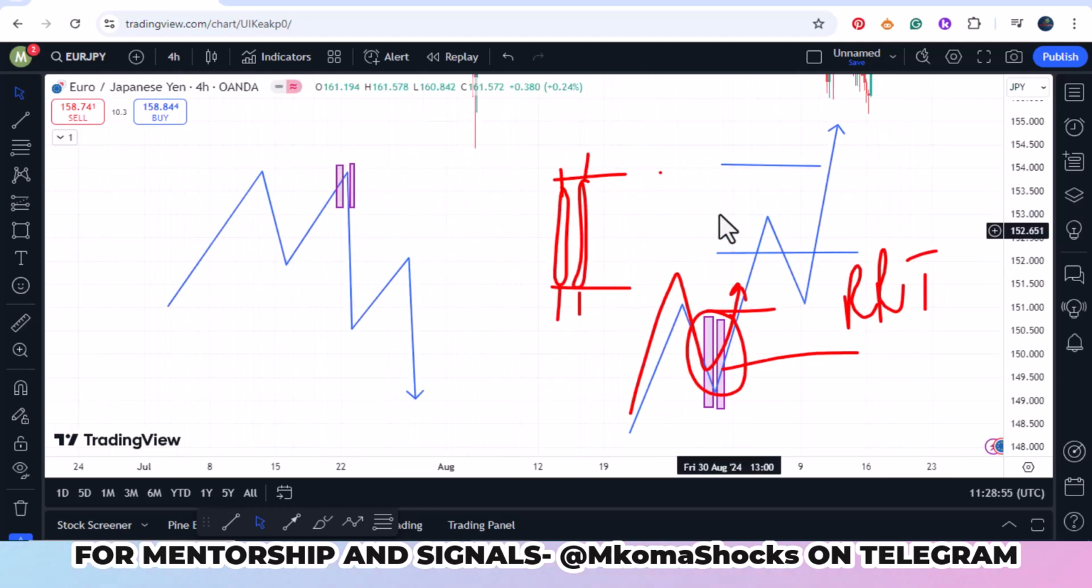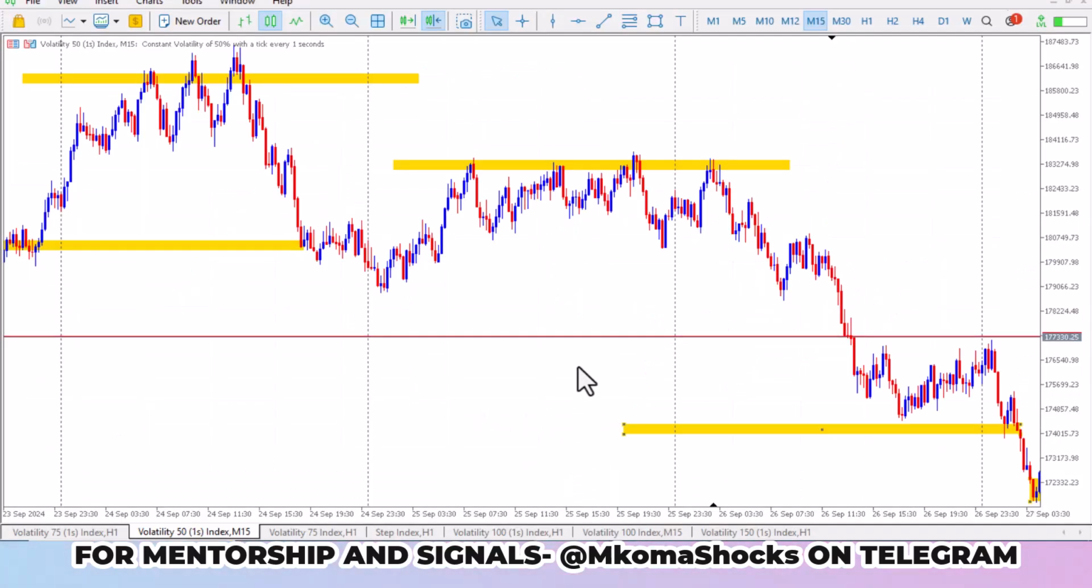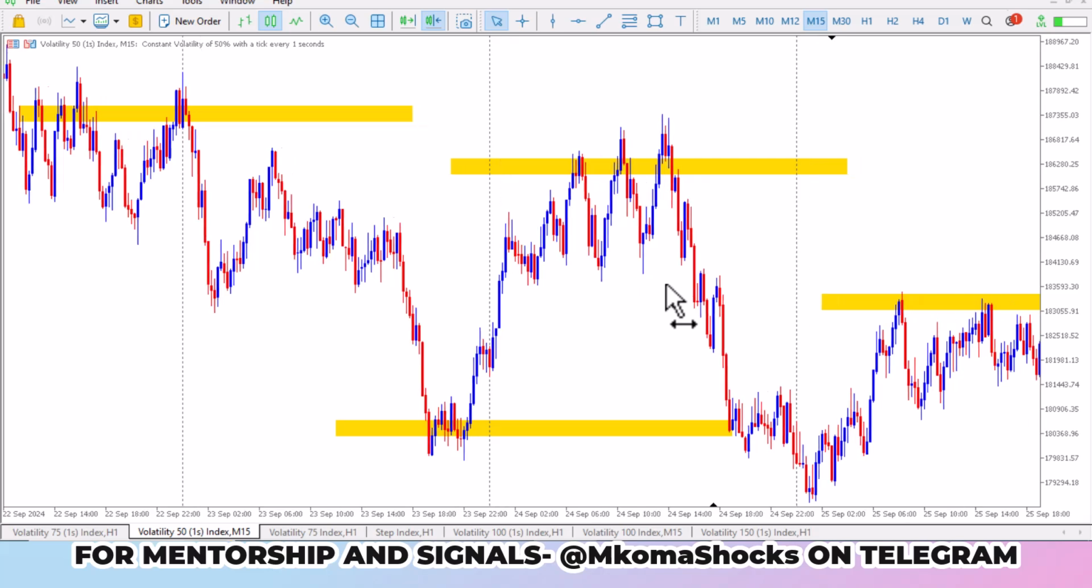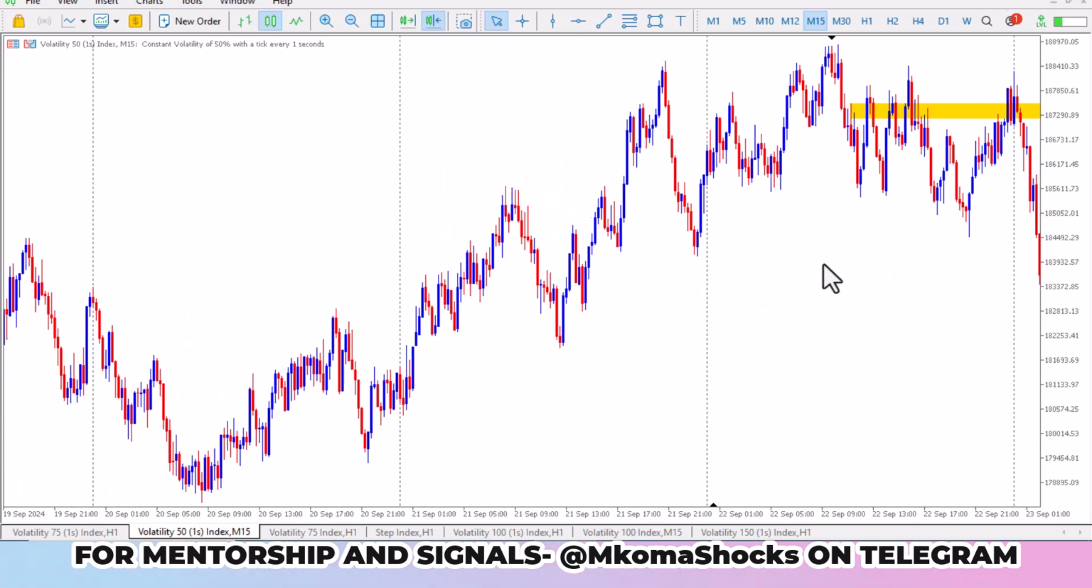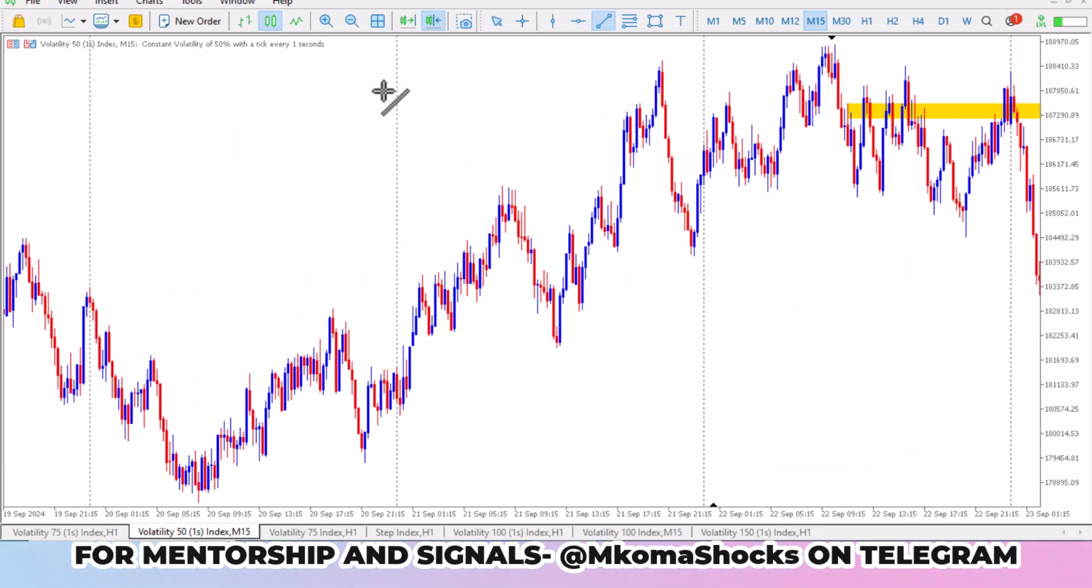So with that out of the way, let's go right into the charts. I want to show you this in action and how you can use this as a way to scalp and to trade on a daily basis. So let's start on this particular day. This is the 21st of September 2024.